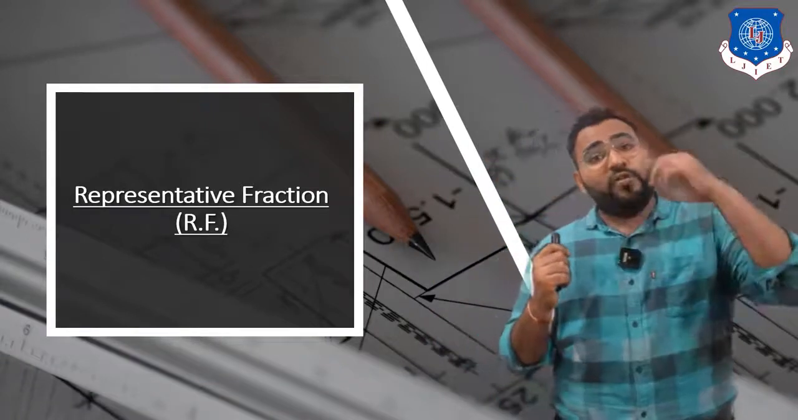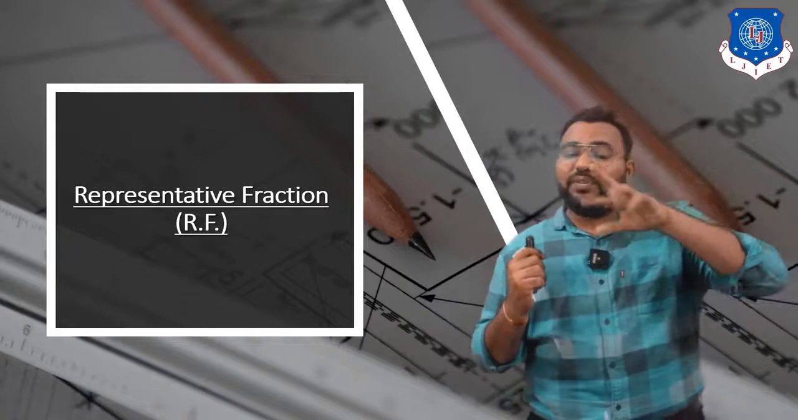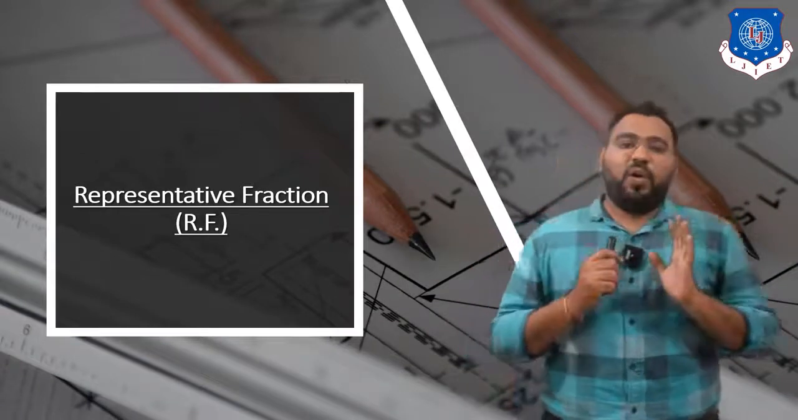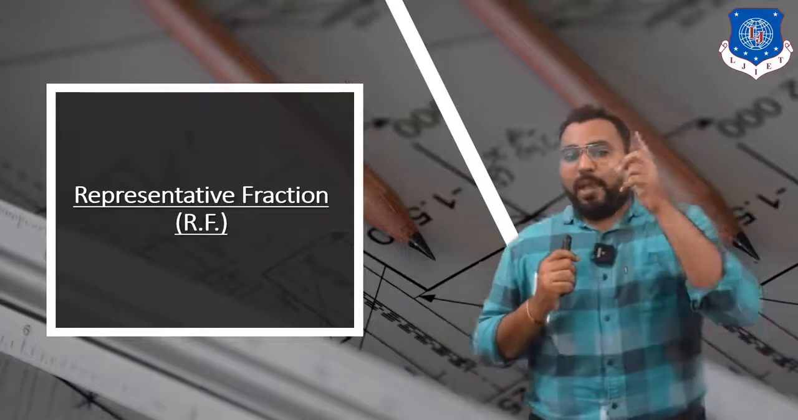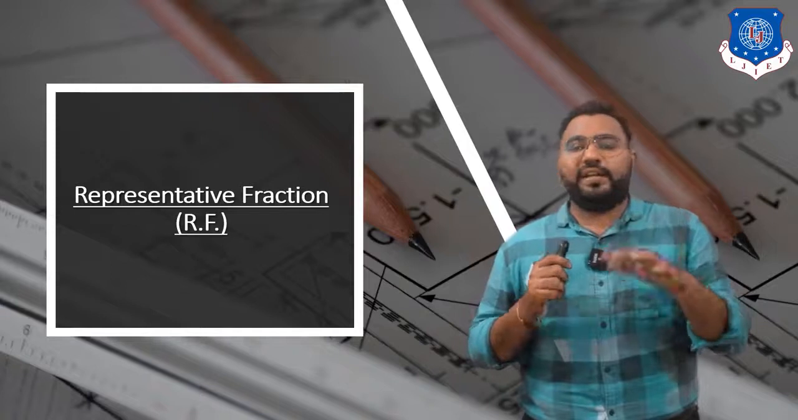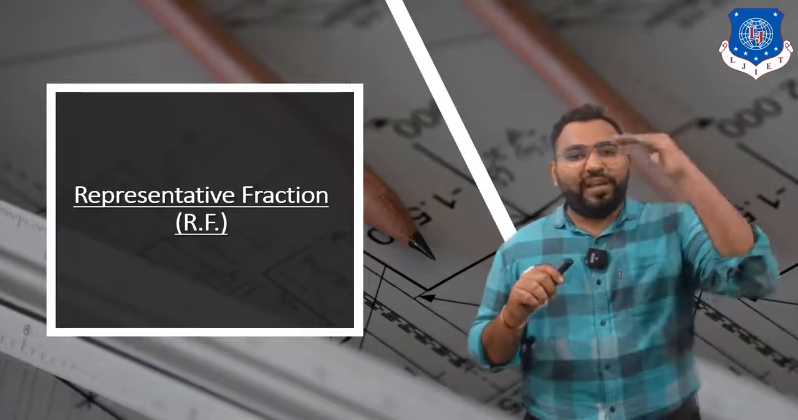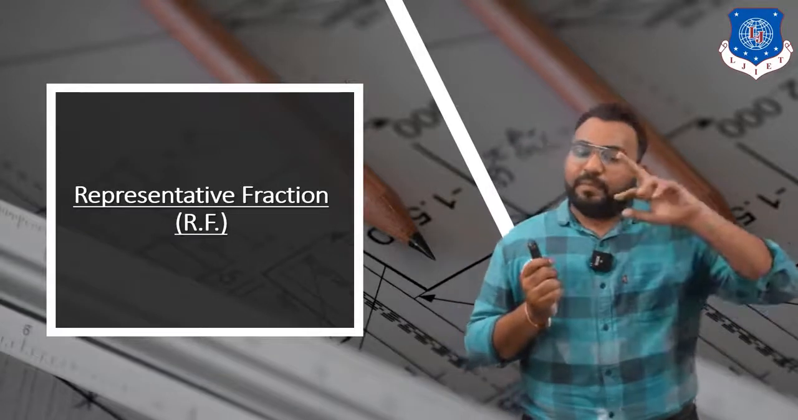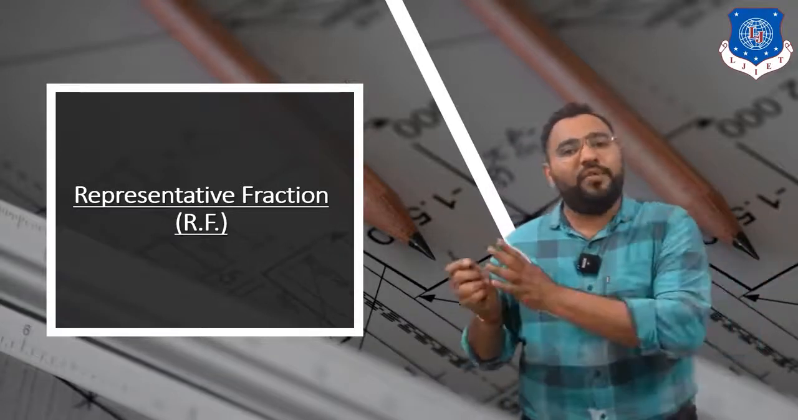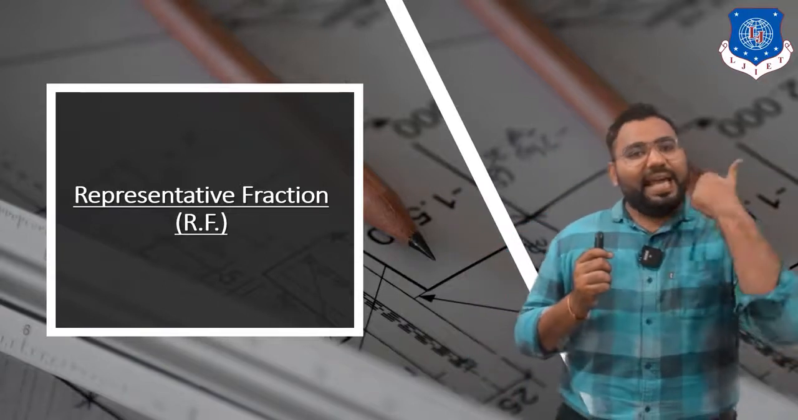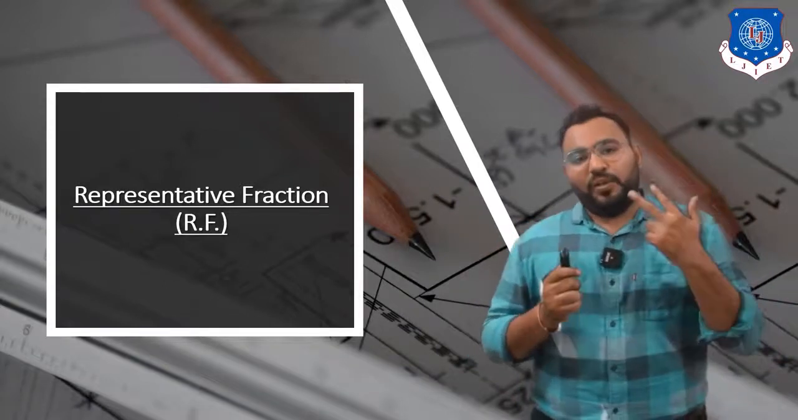So to make it unitless, you have to convert either of these units into meters or into centimeters. Always remember, representative fraction and scale are both unitless quantities. They do not have any unit. So if the numerator has a different unit and the denominator has a different unit, then make both the same unit and then find the final value. So scale and representative fraction both are unitless.